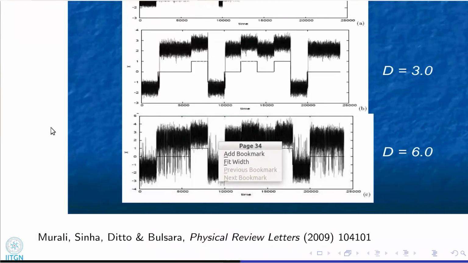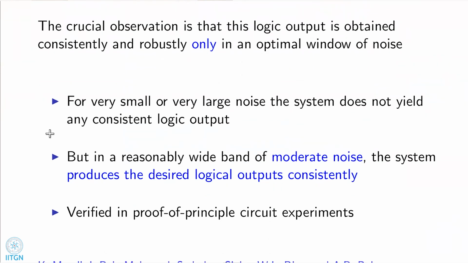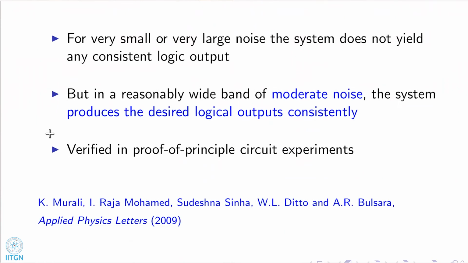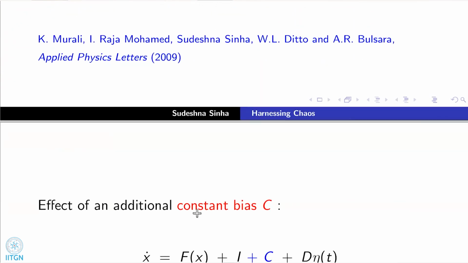So basically, this robust operation is only in an optimal window of noise. You can't do it with no noise, and given a noise, you can always find this nice window. And of course, lots and lots of experiments have been done since then, including some from our group and from many other groups, and it's actually very robust.